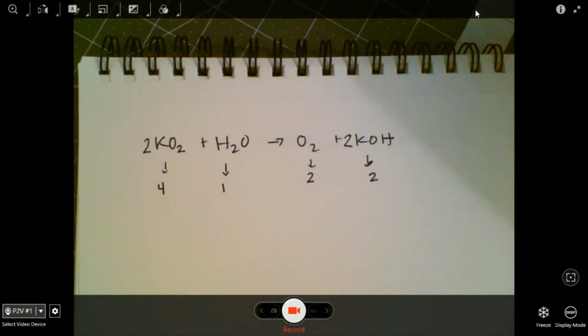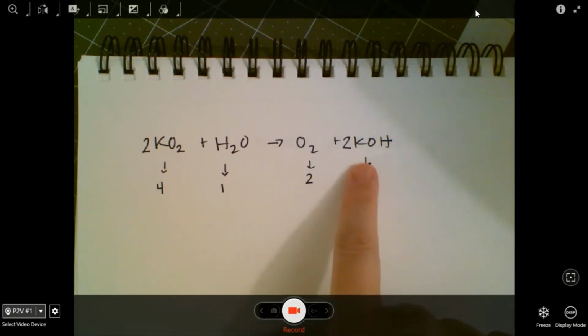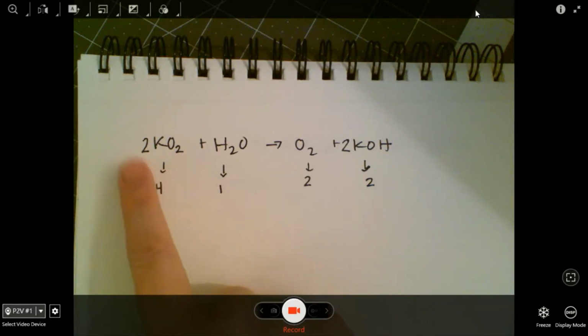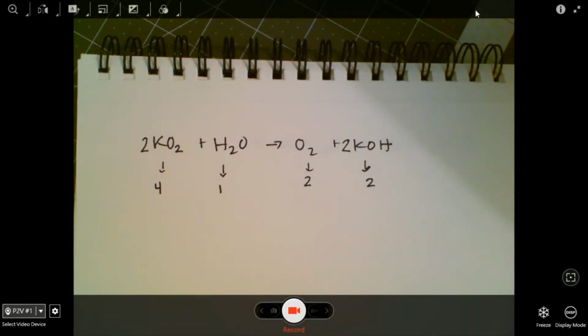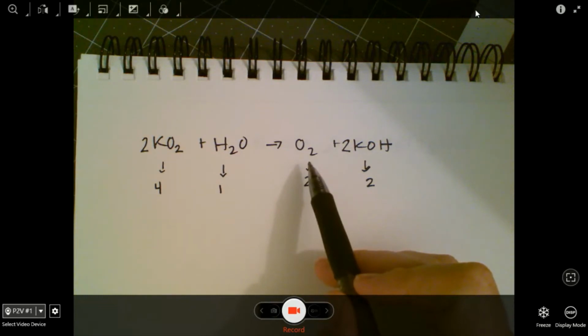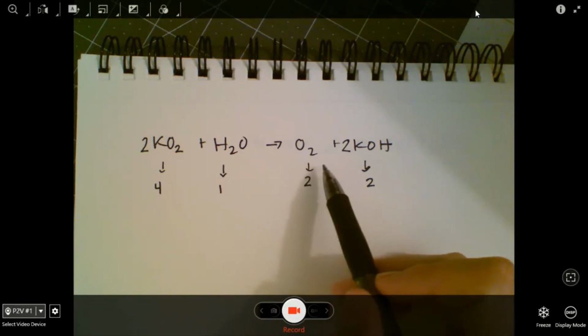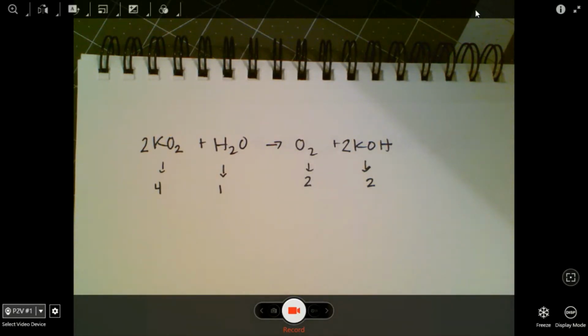So I've got a situation where my oxygens are causing me a little trouble because if I change the coefficient here, then I change the potassium, which causes problems over here, and it just keeps cycling. So I have a problem now with the O. And usually what happens is when I have O's that are causing me difficulty, I look at the O2 and I try to figure out how to make the O2 work for me. And sometimes it ends up that you need a half in your coefficient to solve your problem.